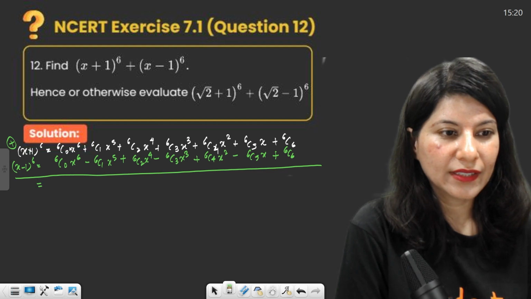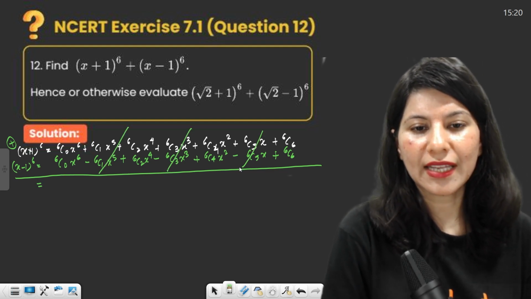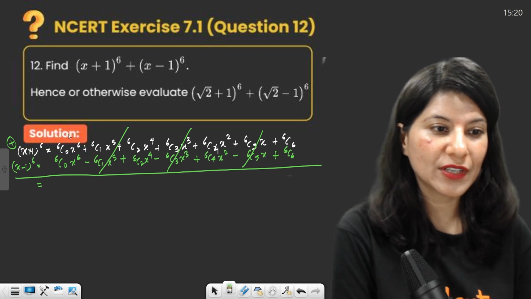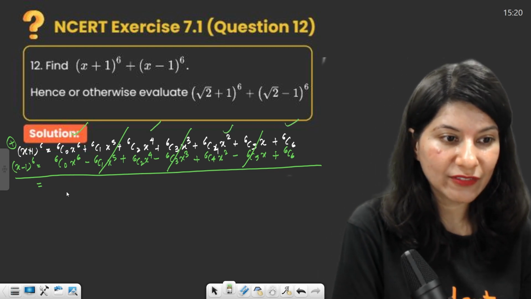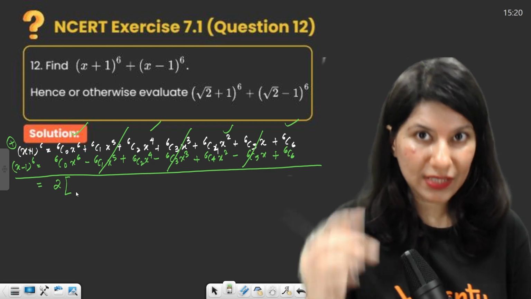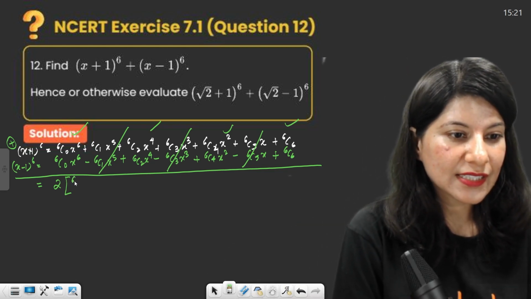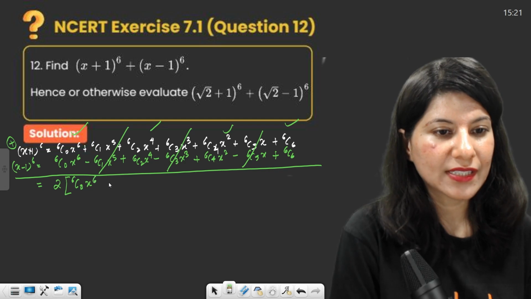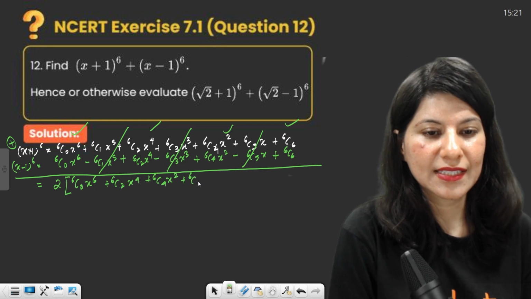So if you add, these terms can get cancelled out. These two also get cancelled out. These two also get cancelled out. So we are left with this, this, this and this. 4 terms are left and obviously 2 similar terms are adding. So twice will be there, right? So 6C0 x^6 plus 6C2 x^4 plus 6C4 x^2 and 6C6.